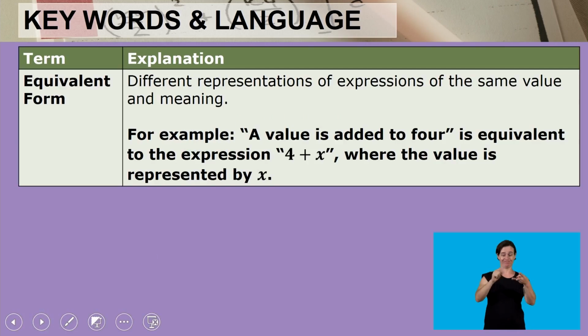Then we have equivalent form, which is different representations of expressions of the same value and meaning. For example, if I have a value added to 4 as a word sentence, that is equivalent to the expression 4 plus x, because that shows that a value is added to 4, where that value is represented by x. So that is the equivalent form.